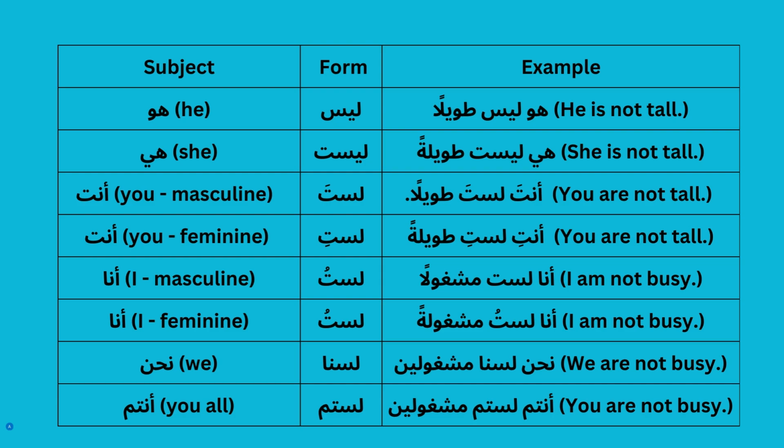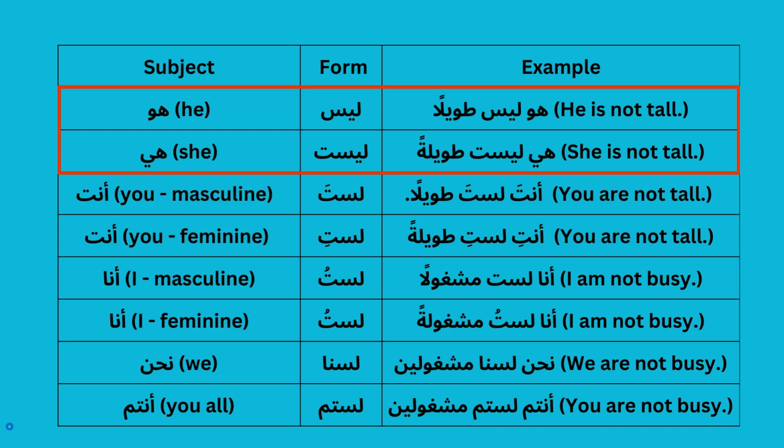Let's begin. For he or she, third person, we use Laysa and Laysat, right? Let's take an example with that. He is not tall. هو ليس طويلا. And if it's for female, we say هي ليست طويلة. Do not forget the word tall, which is an adjective, طويل or tawil, should match with its subject, male or female. For the female, we should keep a ta marbuta at the end.